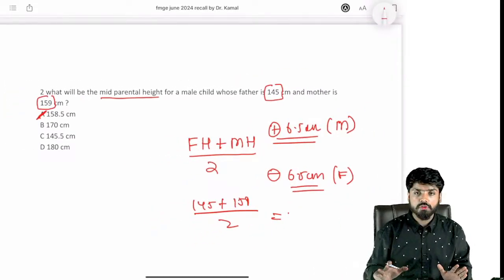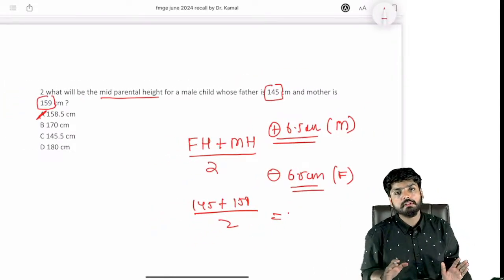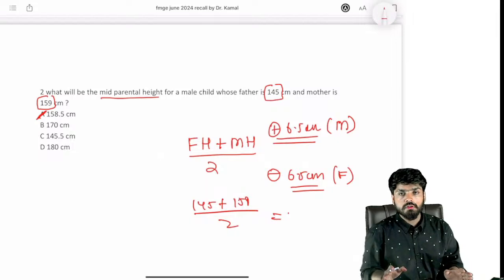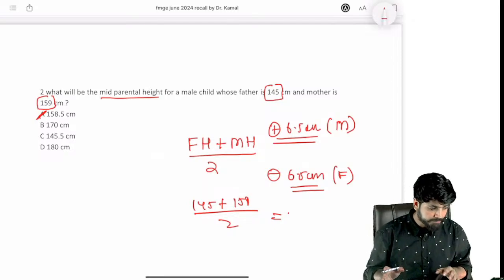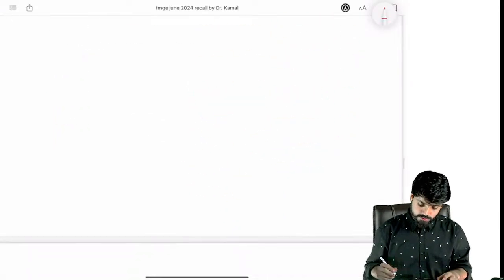Okay, you understand the formula: father height plus mother height upon 2. Whatever you get, either plus 6.5 if it's the male child, minus 6.5 if it's the female child. Okay, now let's move ahead.